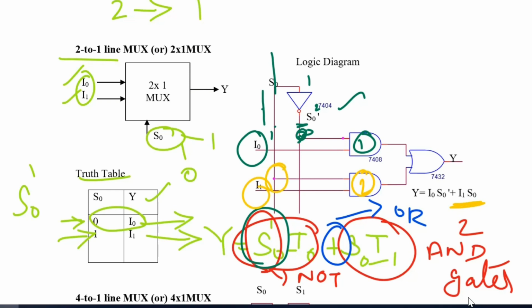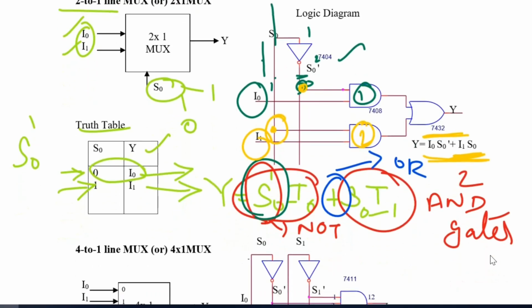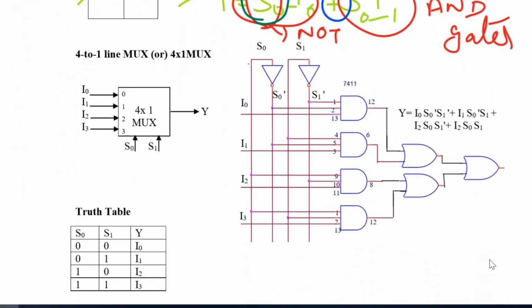Students, please be reminded, while you are picking any inputs, you can make it as a dark circle here. See here, dark circle. Both the inputs were given to 7432, the OR gate. Then Y is equal to I0 S0 dash plus I1 S0. This is for a simple 2 cross 1 mux. Similar cases we need to do for a 4 cross 1 mux line.